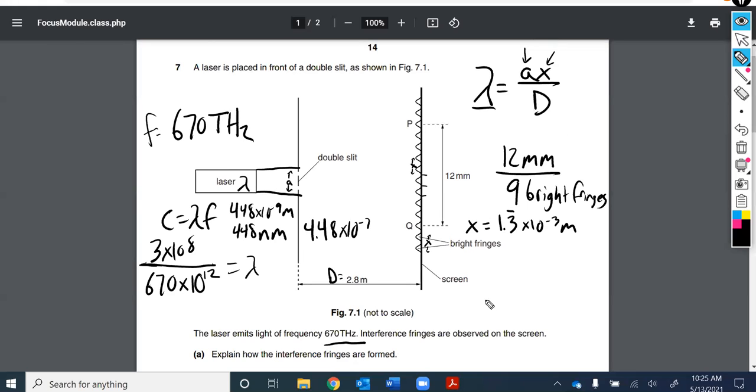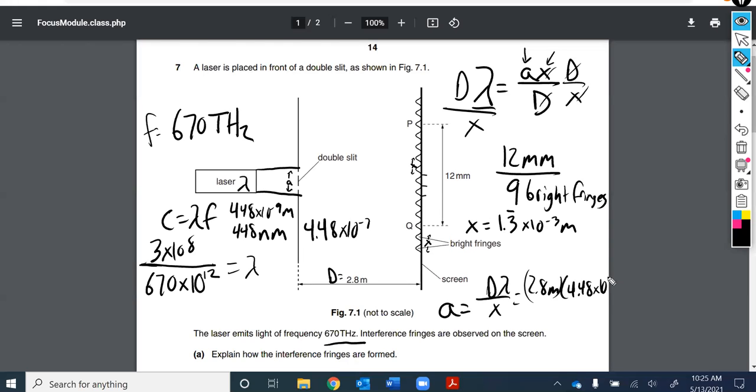Let's solve for A. The clean way to do that is to make A the subject, and that means we multiply both sides of this by B over X. Right, and we cancel out those and those. So A is equal to D lambda over X. D is 2.8 meters. Lambda we just calculated, 4.48 by 10 to the negative 7. And X we said was 1.3 by 10 to the negative 3.